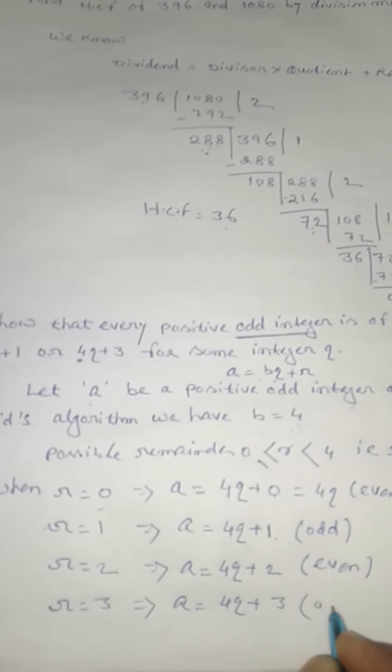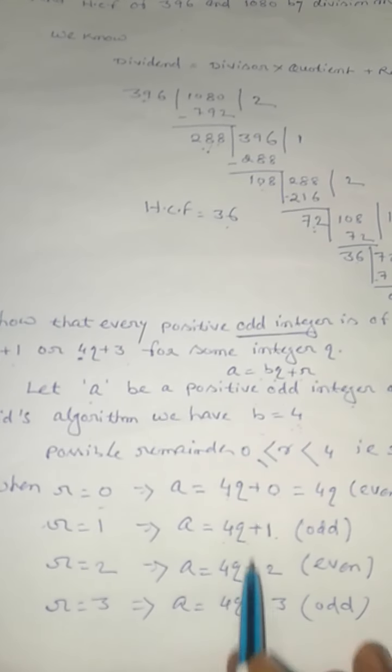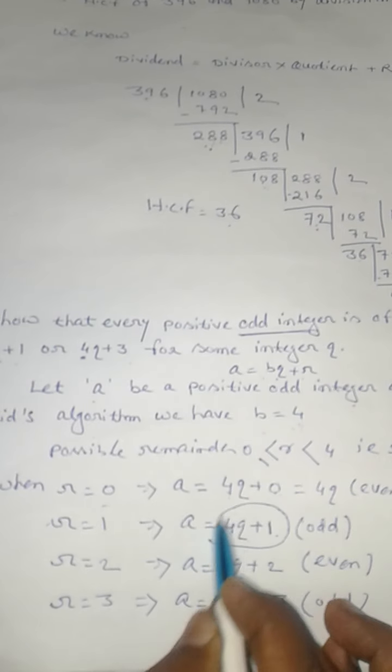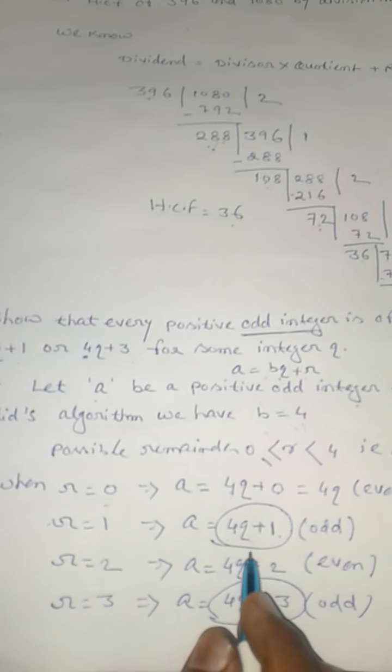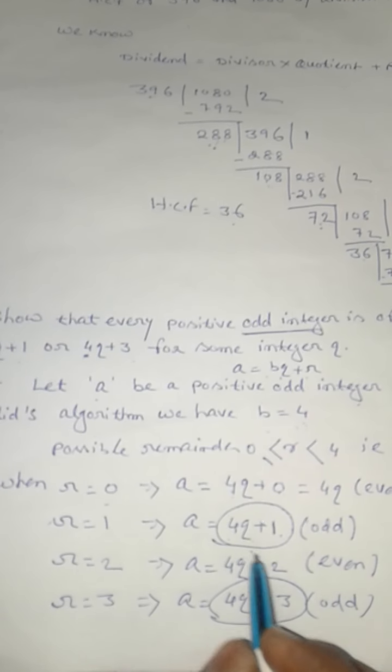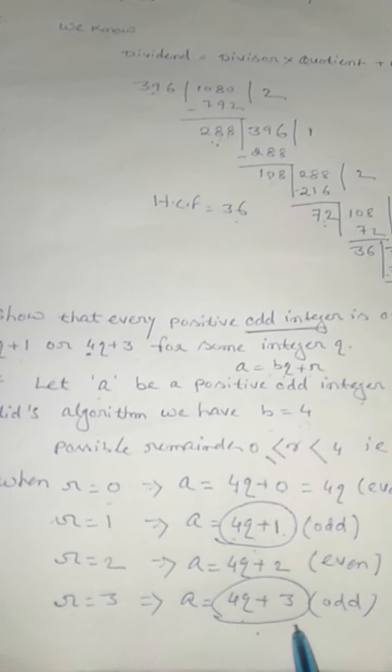This is my odd. Since in the question it is given it is an odd integer, here the odd numbers are 4q plus 1 and 4q plus 3. So this is our final answer. We have to write that possible odd integers are 4q plus 1 or 4q plus 3.